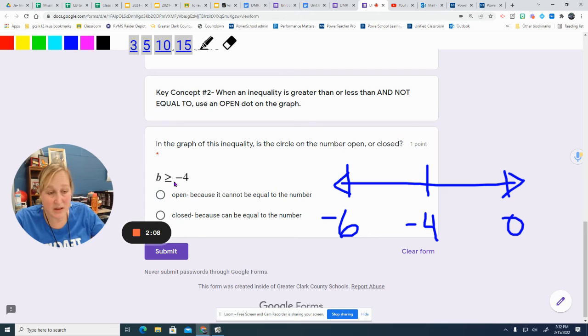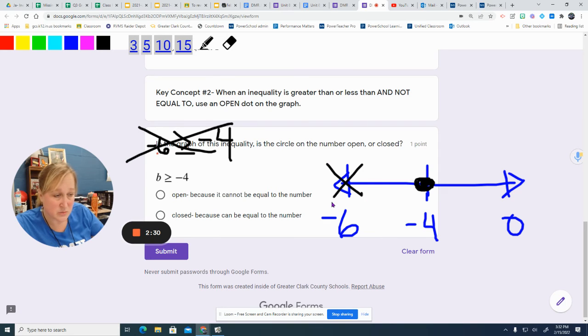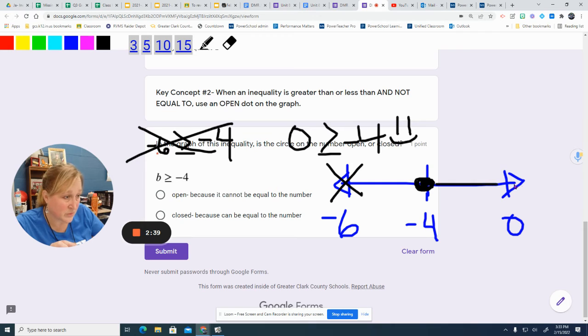Okay. It has that equal sign, so I know that my circle will be a closed circle because it can be negative 4. And the way that you've probably been taught is to test some numbers. So if I put a negative 6 in, is this a true statement? Negative 6 is greater than negative 4. No, it is not. So this one won't work. But 0 is greater than or equal to negative 4. This will work. So it will go this way.